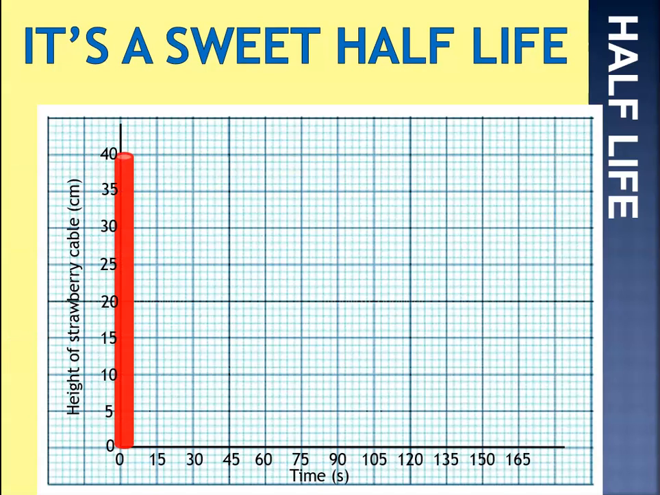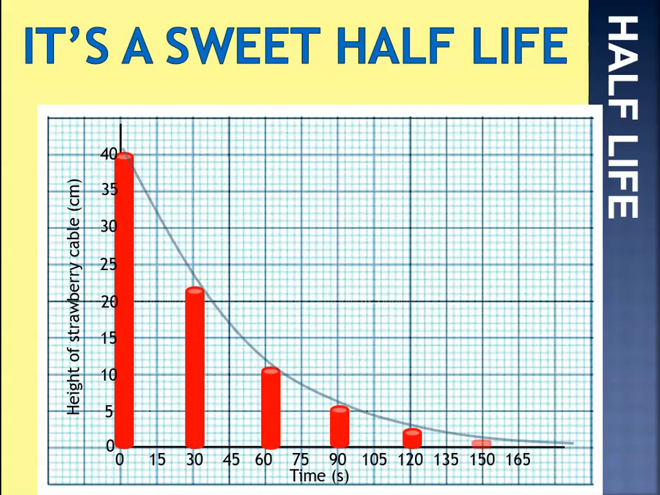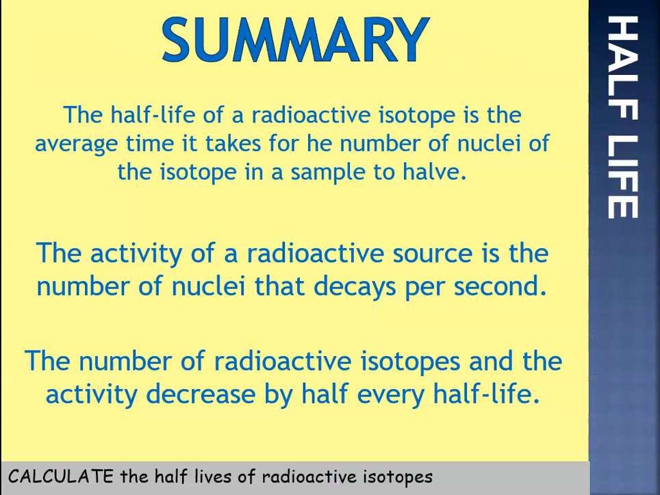So we'd start with 40 centimetre cable. After 30 seconds, we'd bite it so it was 20. Another 30 seconds, so it was 10. Another 30, so it was 5. Another 30, 2.5. Then eventually it gets to the point we can't halve it anymore. That would be our graph. That would be our curve. And our half-life in that case, looking on the graph, would be 30 seconds.